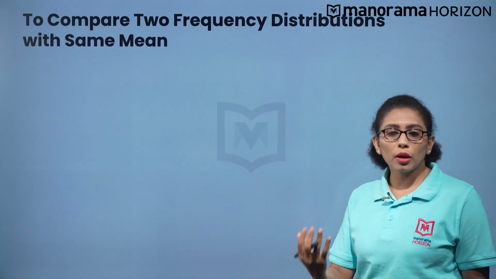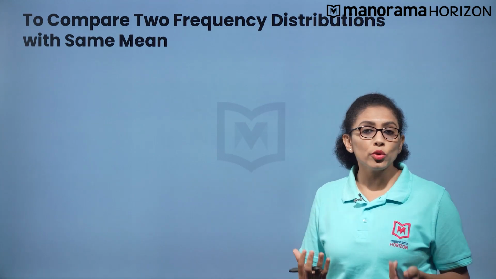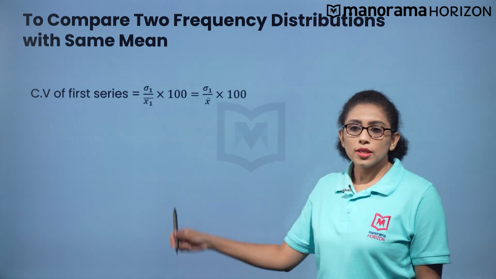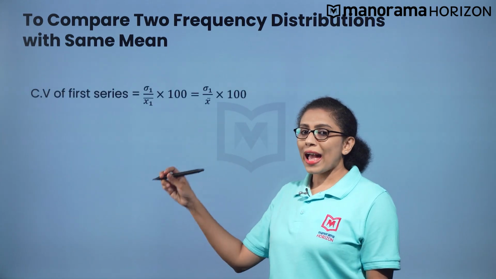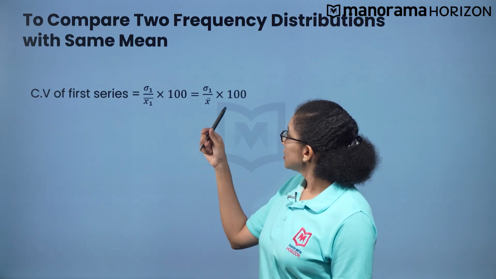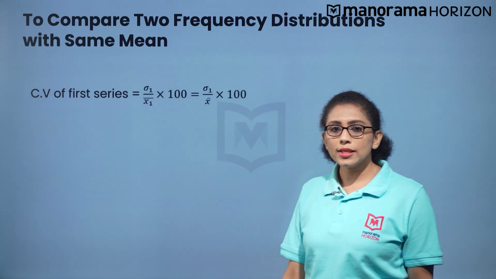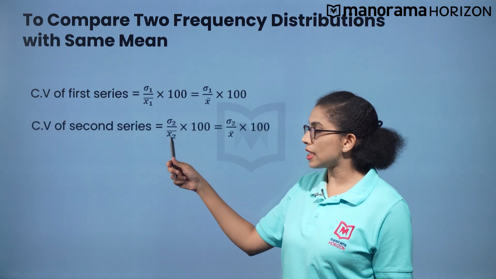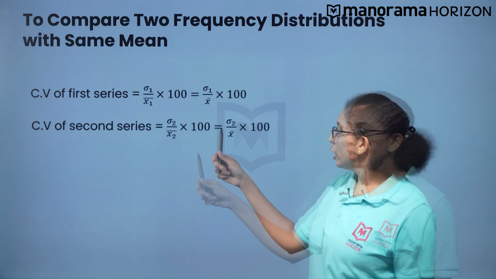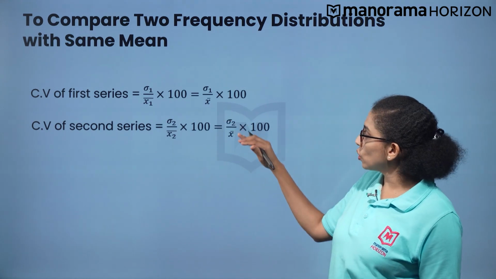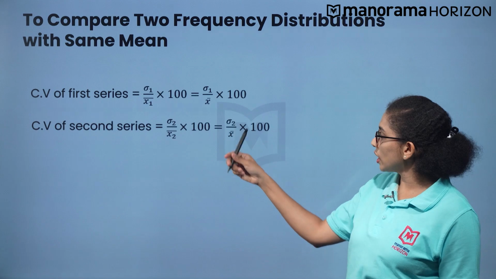Now, how to compare two frequency distributions with the same mean? First, start with the main equation. We have CV of the first series as σ1 / x̄1 × 100. And similarly, we have CV of the second series as σ2 / x̄2 × 100. And we know that x̄1 is equal to x̄2. So, we put it as x̄.